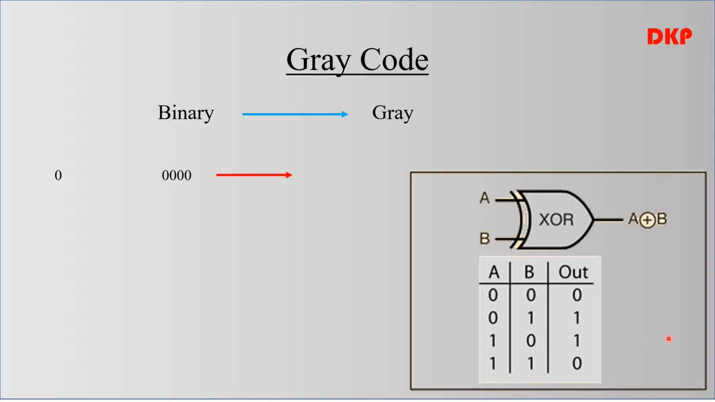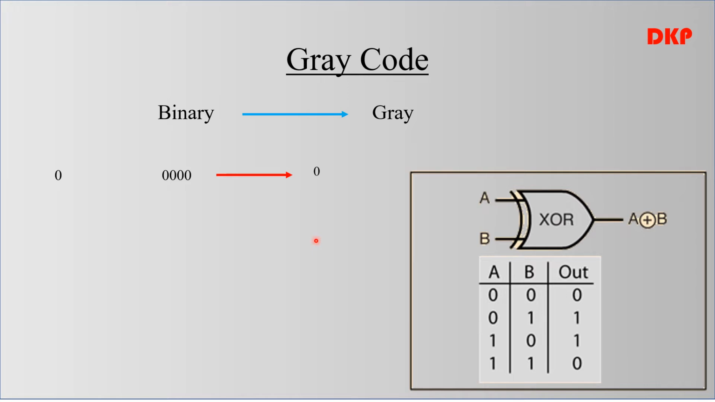Now we have to apply this function of the XOR gate in this binary. So here the binary code is 0000. 4 bits are there. The first bit is 0. In order to convert the binary to gray, the first step is we have to write the first bit as it is. If the first bit is 1, we will write 1 here. Here the first bit is 0, so we write 0. This is the first step.